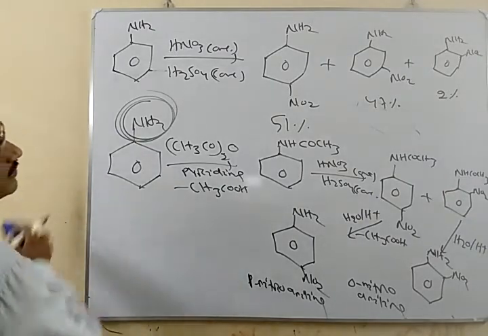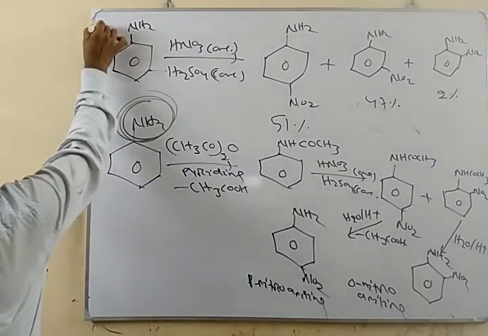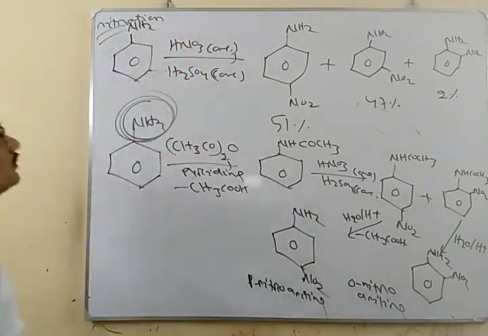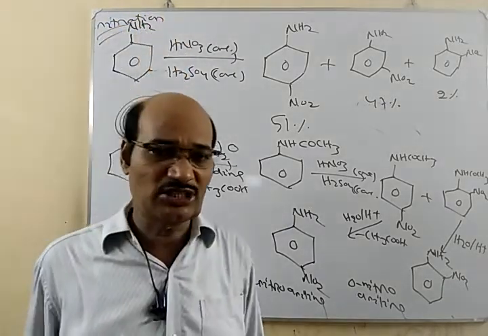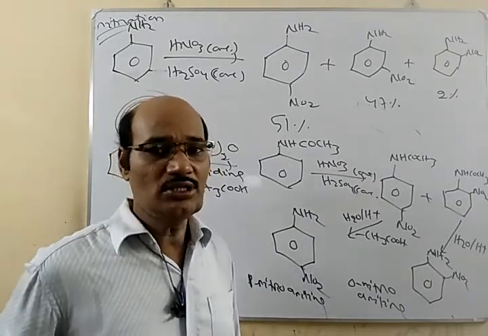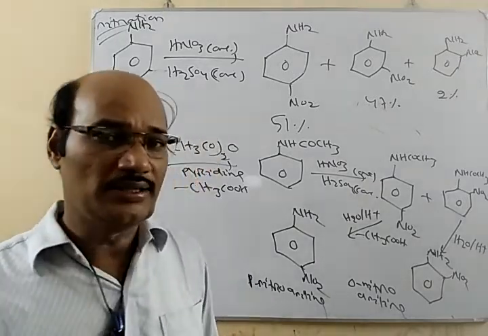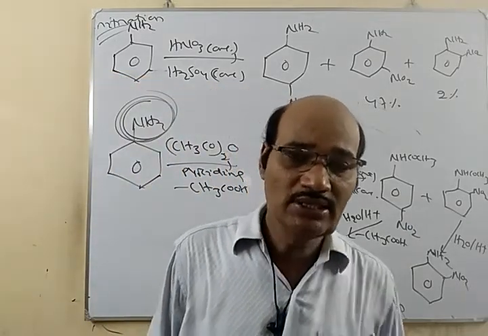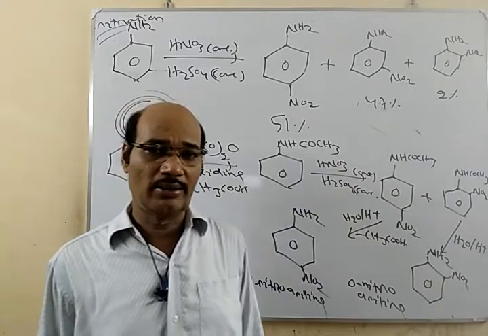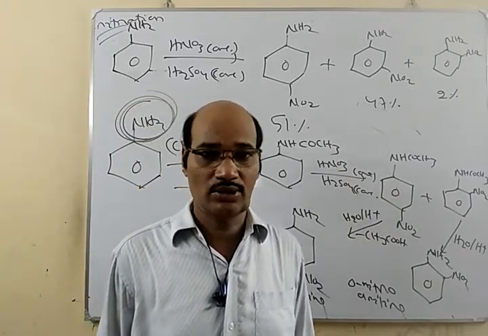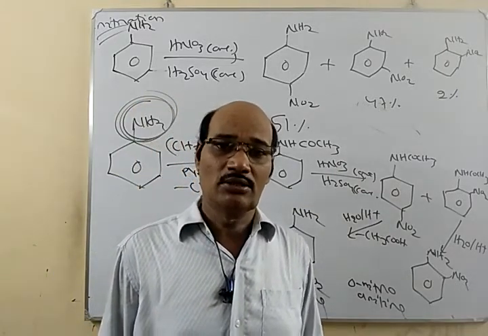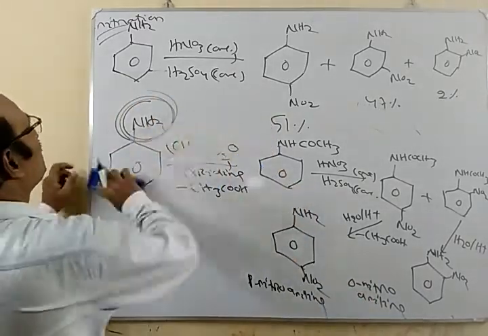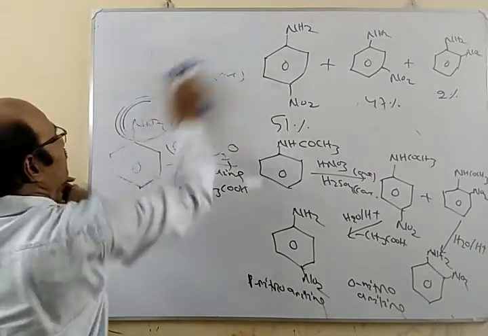Similarly, this is for nitration. So nitration of aniline alone is not possible because of the highly reactive nature of NH2, the oxidizing nature of nitric acid, and also the conversion of aniline into the anilinium ion. So that can be carried out by protecting the NH2. Clear? Next we go for sulfonation.